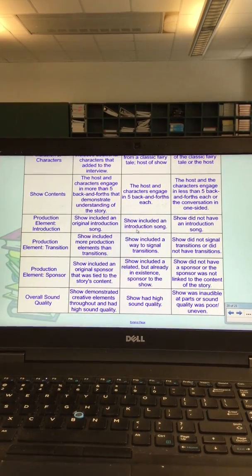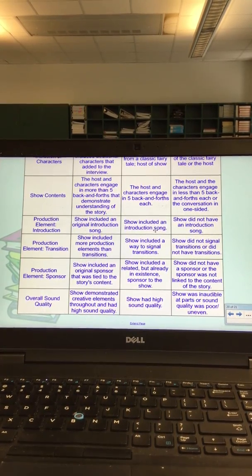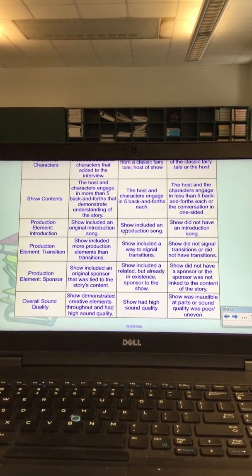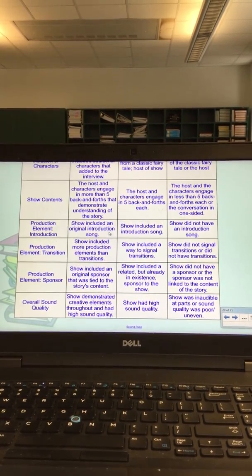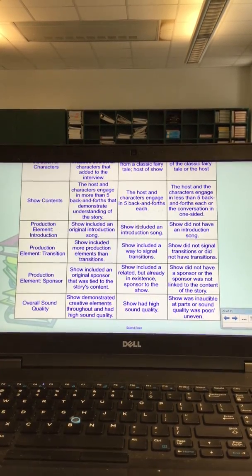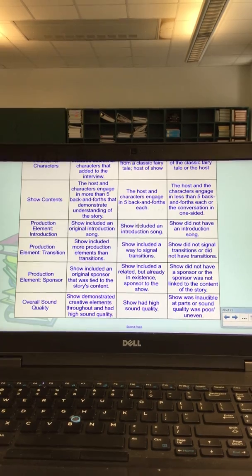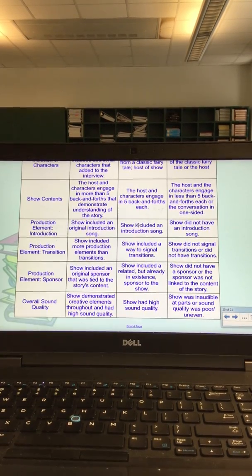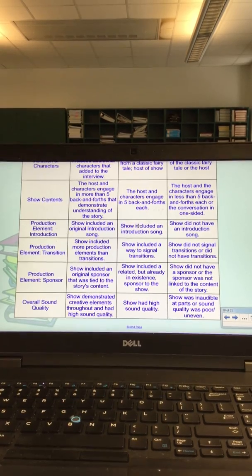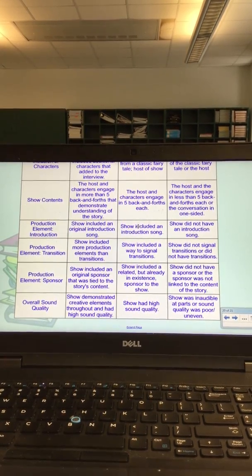Then the production element, right? So that the show included an introduction song. It could be a song that already exists. So if students took the liberty of creating their own song, that would be considered advanced. So using just a song that already exists could be counted as the introduction song, much like a lot of radio programs or podcasts use existing songs today.